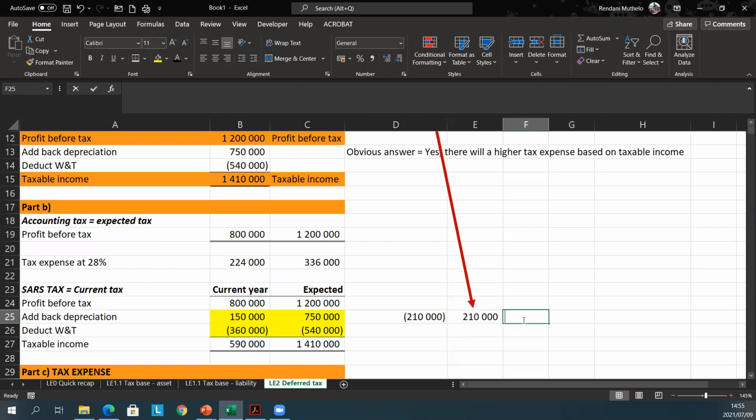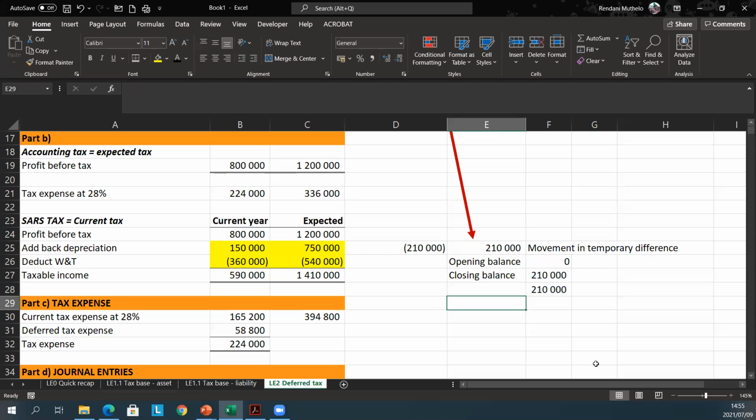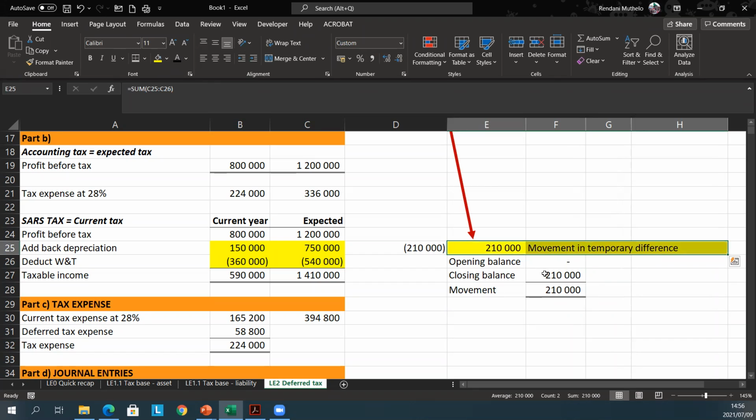We call this the movement in taxable temporary difference. What do we mean by the movement? That we have an opening temporary difference of 0, and we compare with the closing temporary difference of 210. So this difference right here gives rise to the movement in temporary difference. So here we expect to see a movement. But because here there was an opening of 0 and a closing of 210, it was coincidental that they were the same. So that is one important note to make.